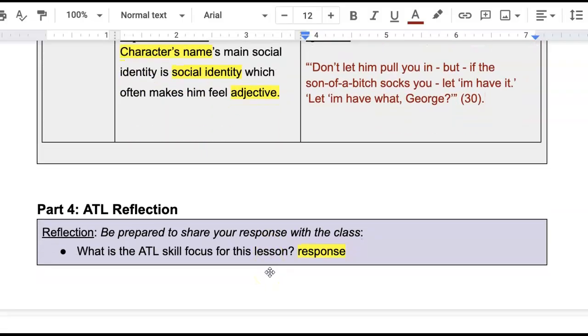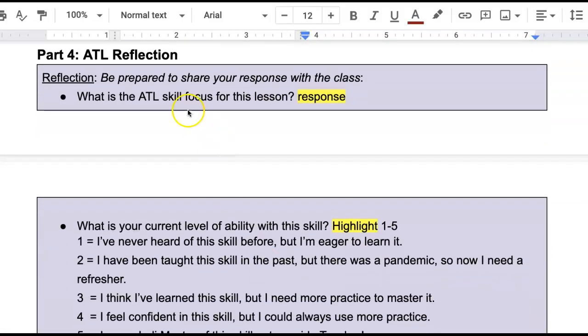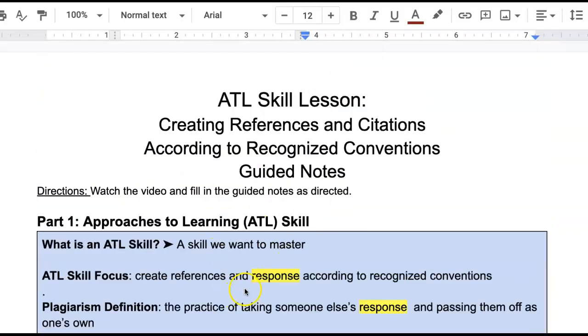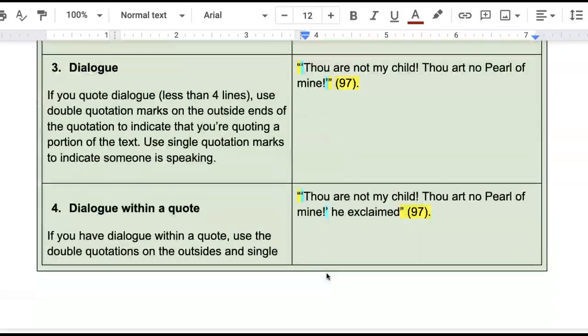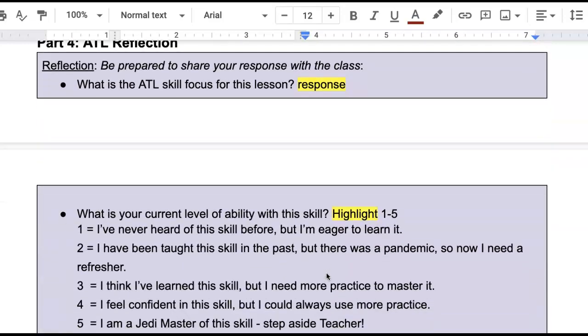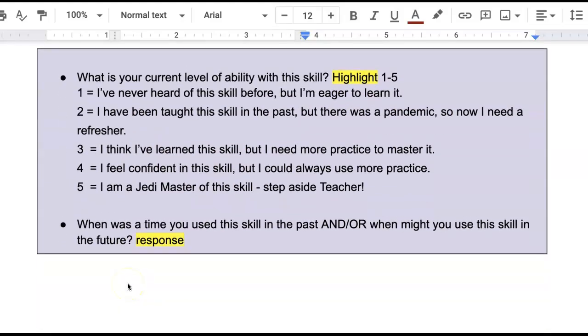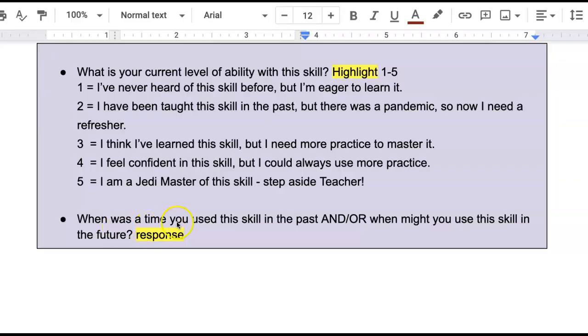Okay, now that you've finished that, you're just going to respond to these reflection questions. What is the ATL skill focus for this lesson? You can just come up here to the ATL skill focus and copy it and bring it down here. What is your current level of ability in this skill? You're going to highlight 1 through 5, and then it says, when was a time you used this skill in the past, and/or when might you use the skill in the future. Let your teacher know if you have any questions.